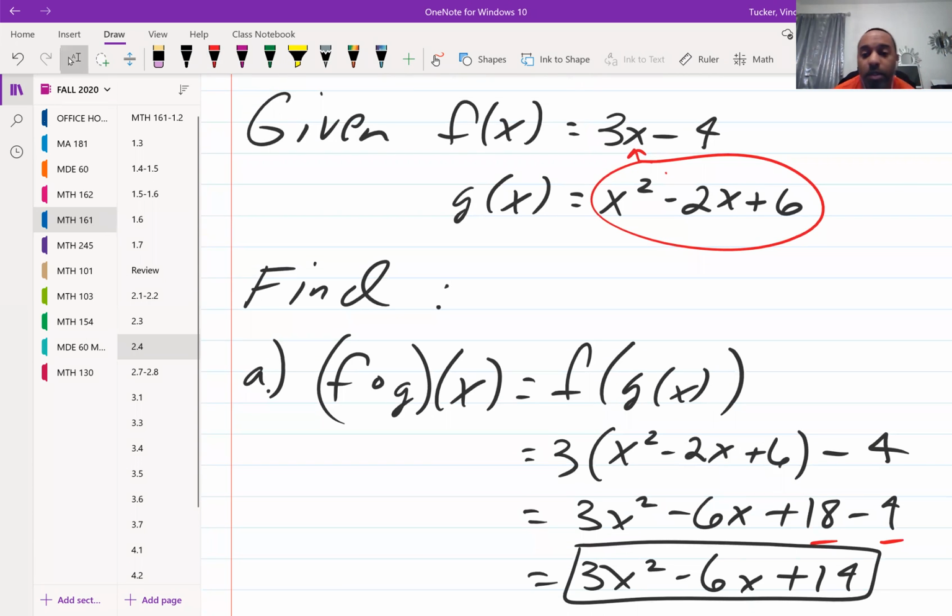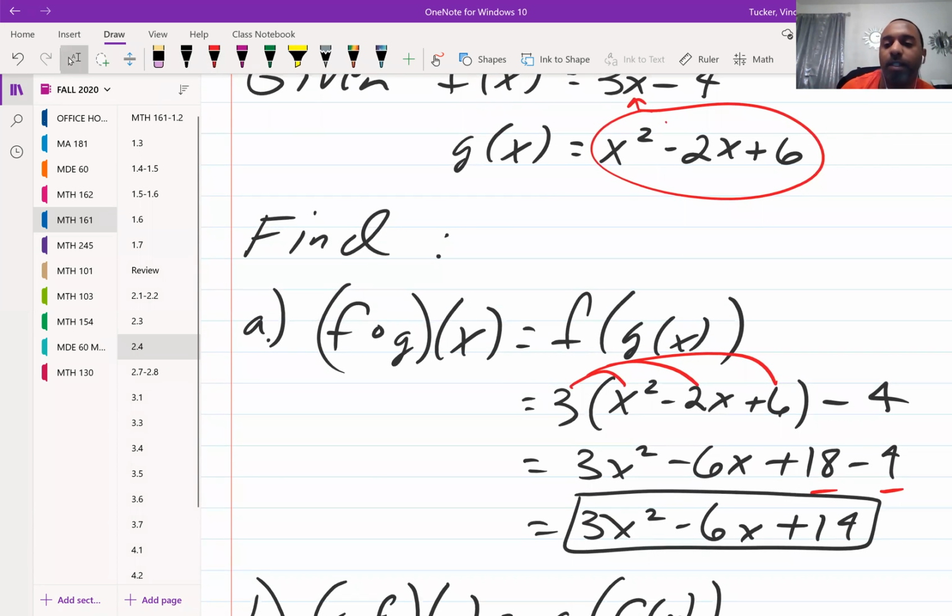So that's 3 times x squared minus 2x plus 6, and then that's minus 4. I said plus 2x minus 6, but it's 3 times x squared minus 2x plus 6, minus 4. Then you'll distribute. So that would be 3x squared minus 6x plus 18. That minus 4 is still back there. And 18 minus 4 is positive 14. So 3x squared minus 6x plus 14.